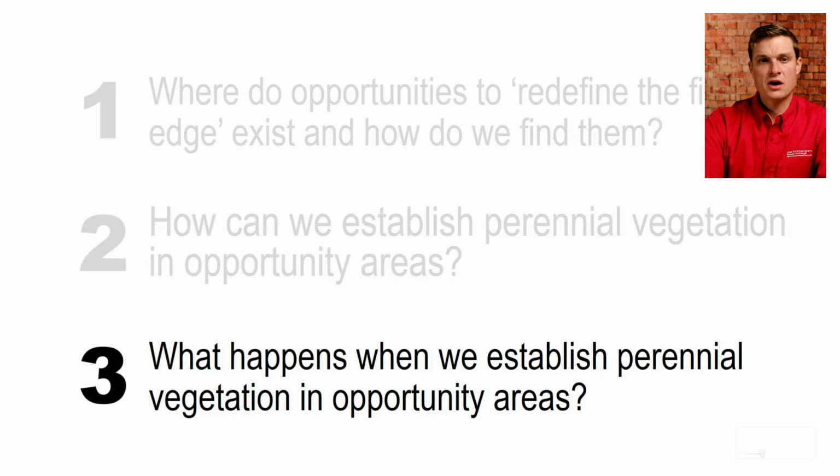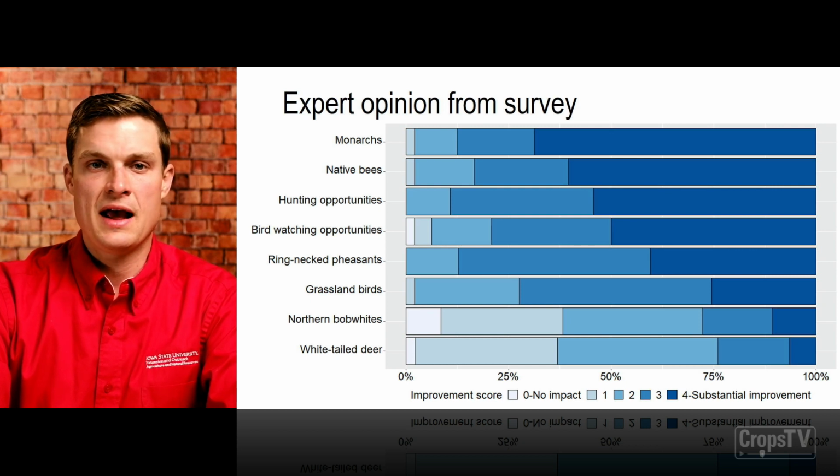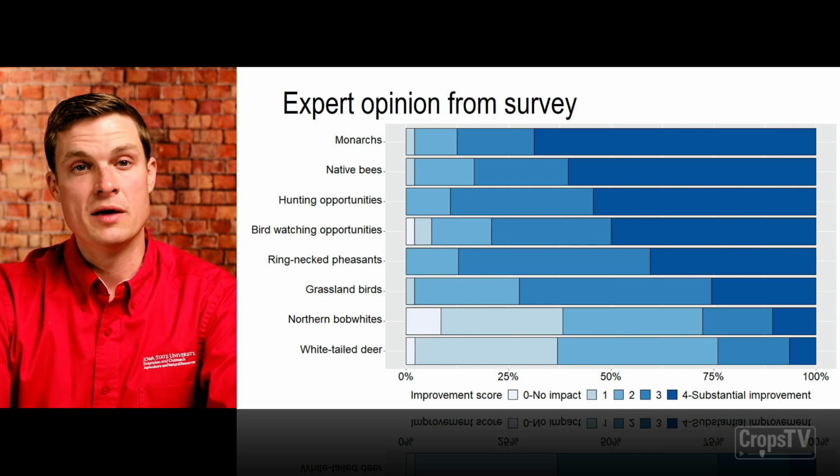So we want to ask, what happens when we establish native perennial vegetation in these opportunity areas and crop fields? And we wanted to basically try to describe the benefits that will accrue once we take these areas that we're already not making money on out of crop production and put them into diverse native perennial vegetation. So one, we asked the professional wildlife biologists in that survey what they thought. And here's their responses. The blue is the best improvement, substantial improvements, and the dark blue. And then the lightest color is no impact at all.